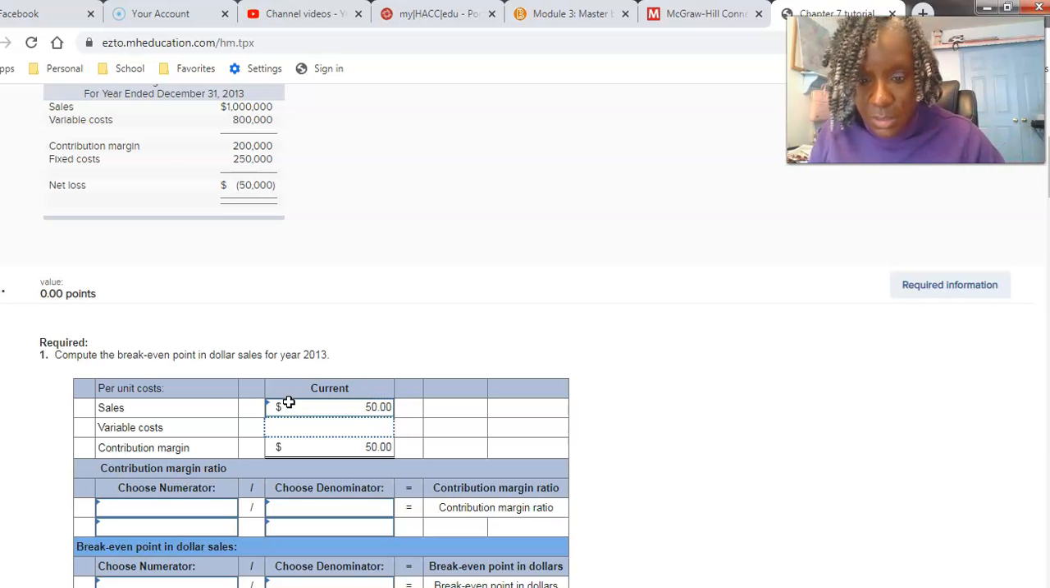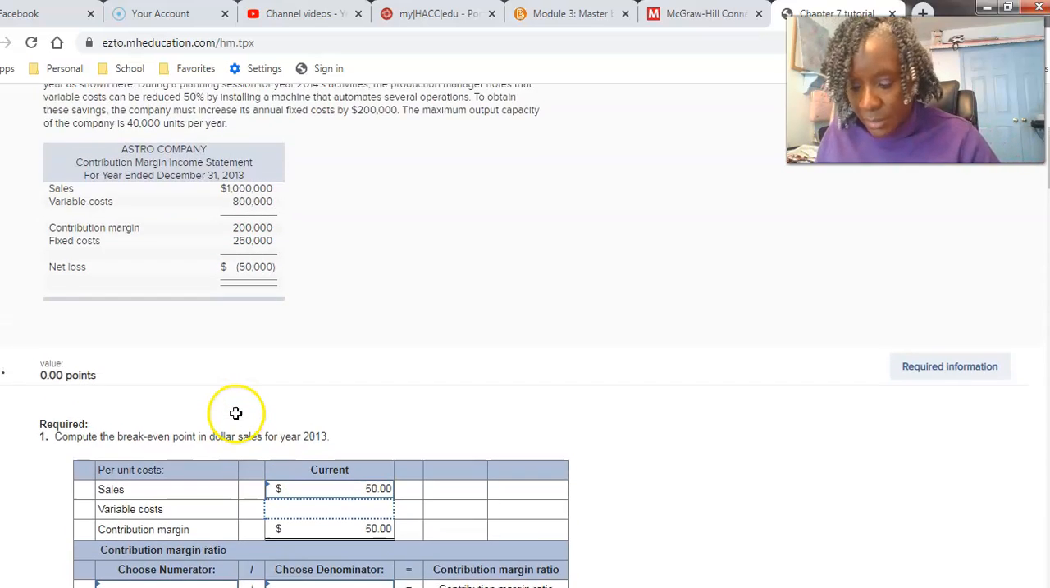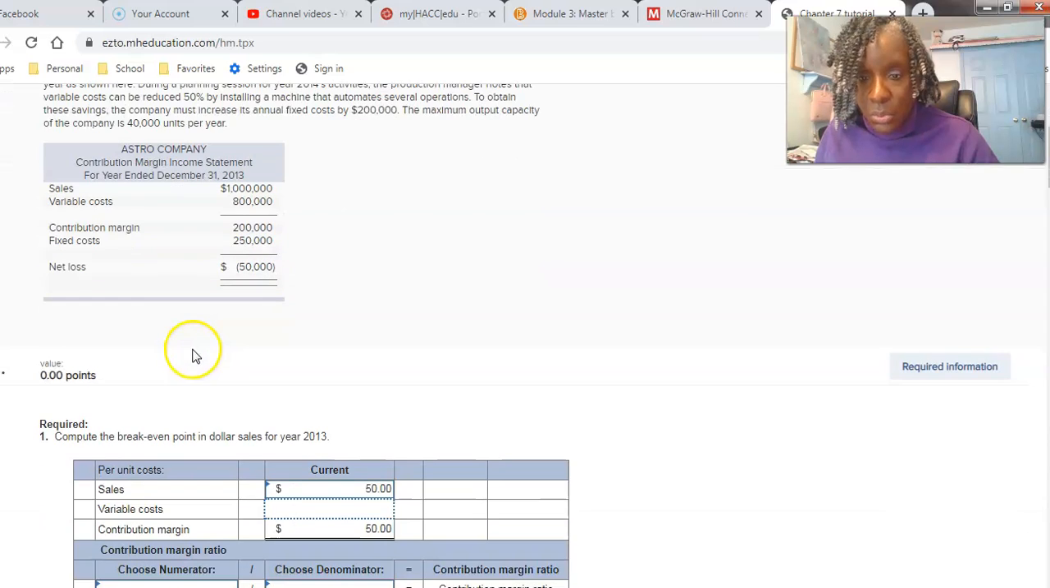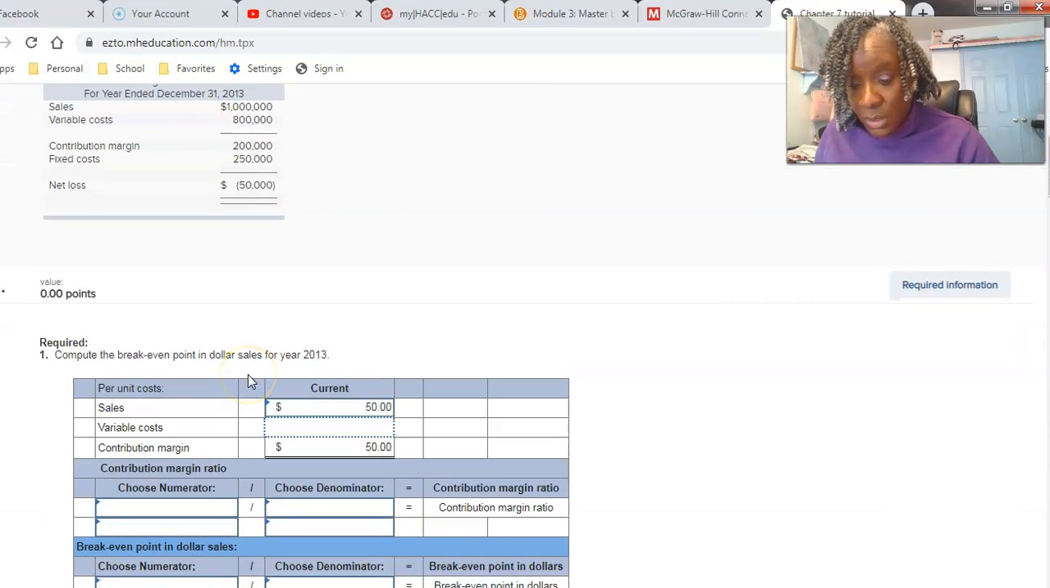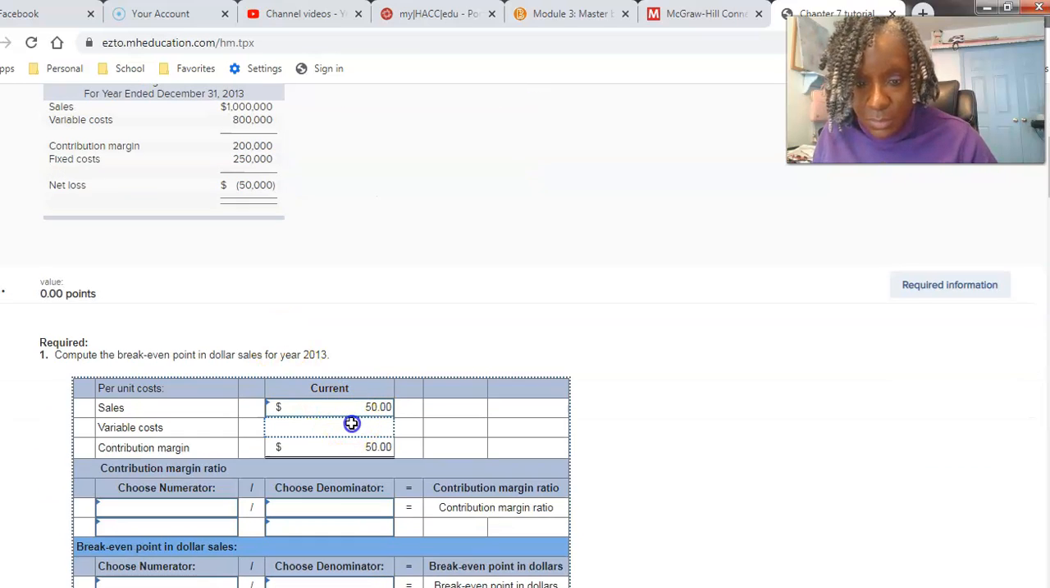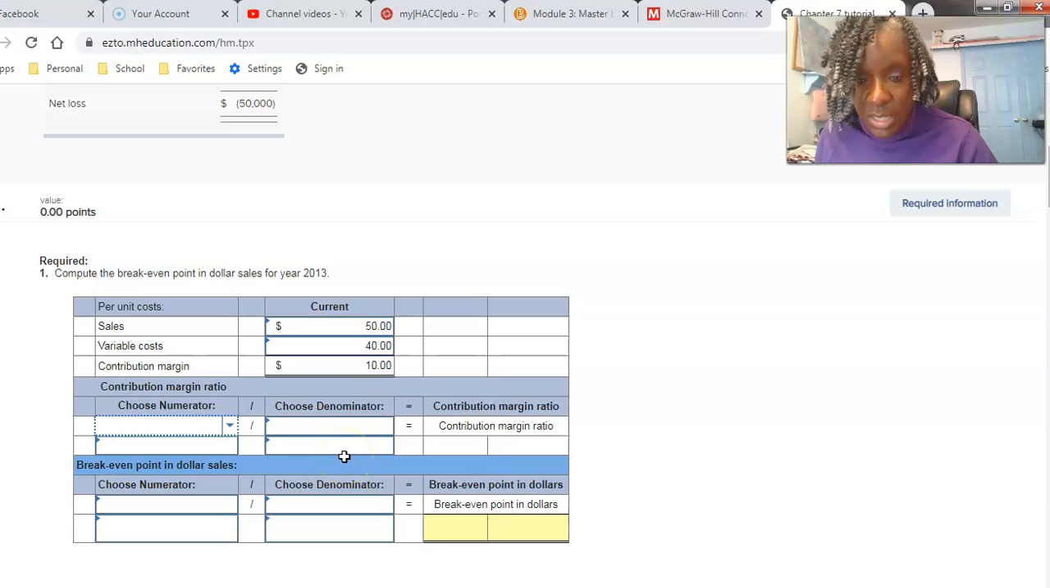Now the variable cost, again, how do we compute that? Well, we need to keep the 20,000 units. That's going to be our denominator. So that's one part. What's going to be the numerator? You guessed it. It's going to be the 800,000. So I'll take 800,000, and I'm going to divide by the 20,000 units, and I get 40. So our variable costs are $40 per unit. So our contribution margin is $10 per unit. Now we have something to work with.